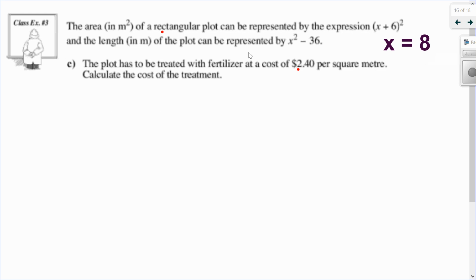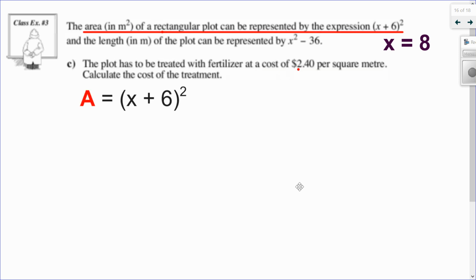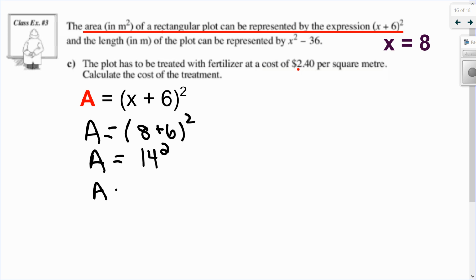Okay, so now if we're told that this plot has to be treated with fertilizer at a cost of $2.40 per meter, what is the cost? Well, now we know the value of our variable x is 8. We want to figure out what the area of the rectangular plot is so that we can figure out the cost. So the area is (x plus 6) all squared. So if x is 8, I'm going to have 8 plus 6 squared. So 8 plus 6 is 14 squared, and 14 squared is 196 meters squared.